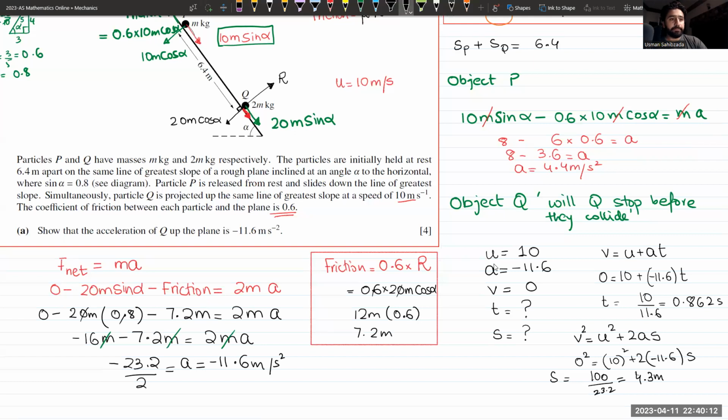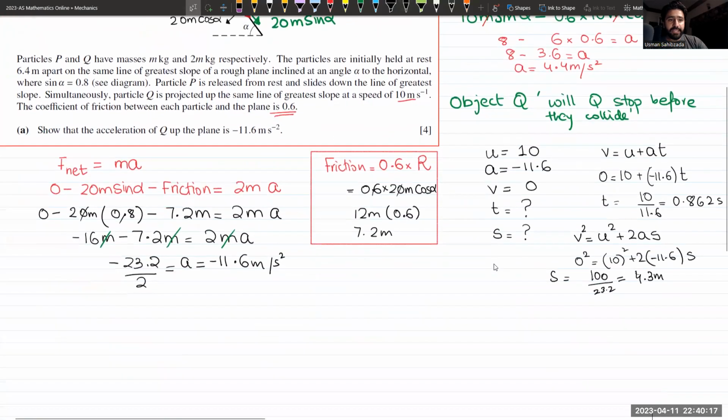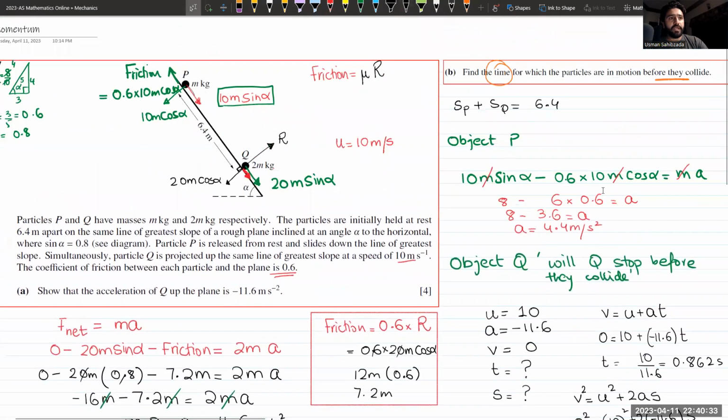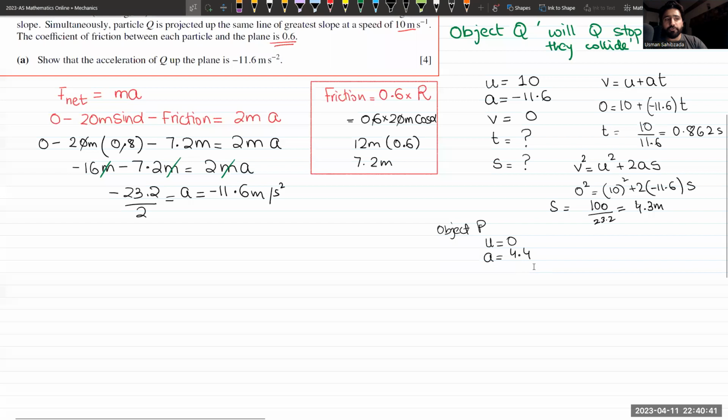Now we need to find out how much distance object P came down in this same time. Object P is initially at rest. It accelerates down with an acceleration of 4.4. Where did we find that? We found that earlier, for object P. Earlier we found it, that 4.4 is the acceleration down the plane. Weight component minus friction is equal to ma, we did that. F net is equal to ma.